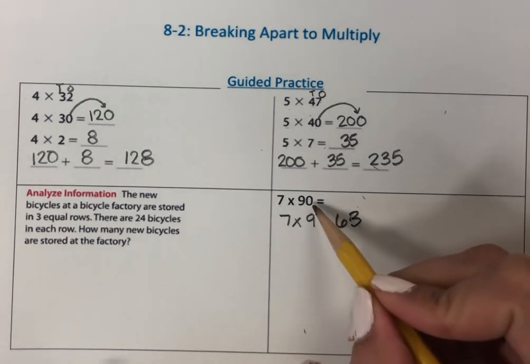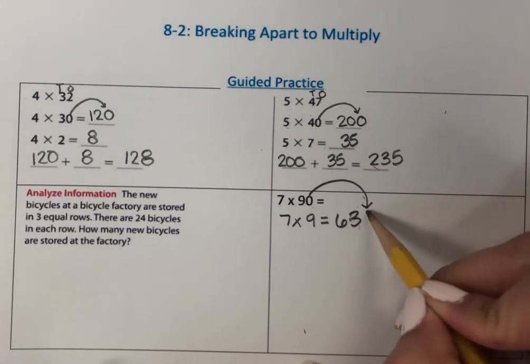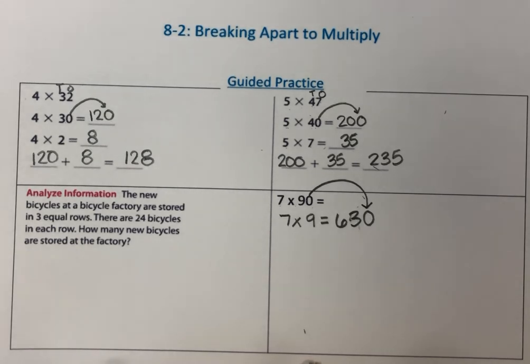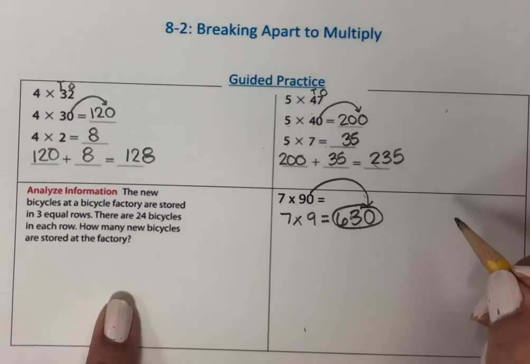Now, since we're multiplying by a group of 10, we're going to bring that 0 to the end. And there we have 630. We all make mistakes, even me. So 630 is our answer. Now let's take a look at this word problem.